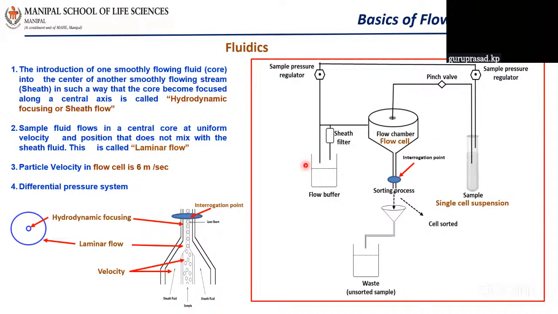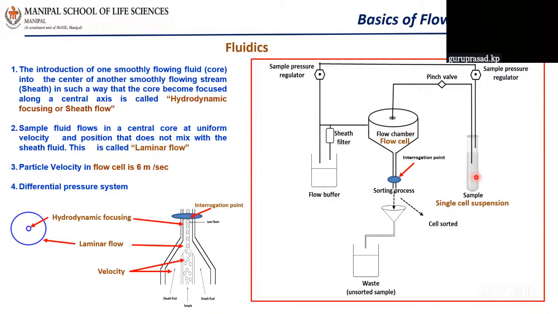And at the same time, there is another chamber called the fluidic chamber. The sheath fluid is nothing but the same fluid that you are using for suspending the cells. This is also aspirated and sent to the flow chamber.